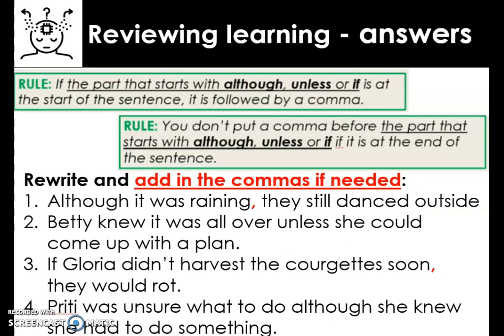And finally, the although, unless, or if. So, rewrite and add in the commas if needed. Although it was raining, comma, you did need one there, they still danced outside. Should have put my full stop, but they're naughty. Number 2, Betty knew it was all over unless she could come up with a plan. Doesn't need a comma, but of course we all hope Betty comes up with a plan. Number 3, if Gloria didn't harvest the courgettes soon, comma, they would rot. Very important to harvest those courgettes. Don't want them rotting, what a waste. So, number 4, Pretty was unsure what to do, although she knew she had to do something. No comma needed for that one either, because the although, unless, if is at the end of the sentence.